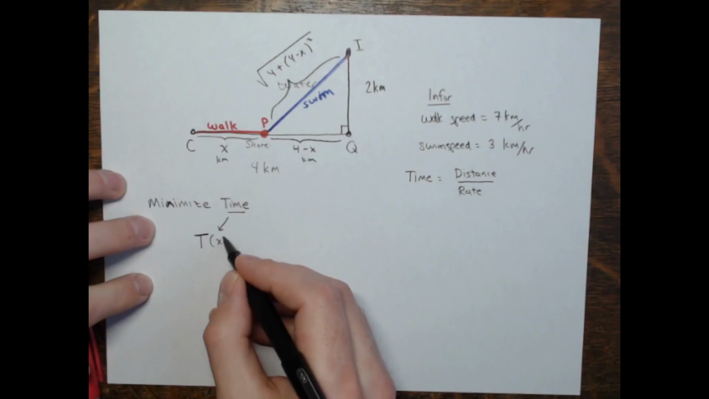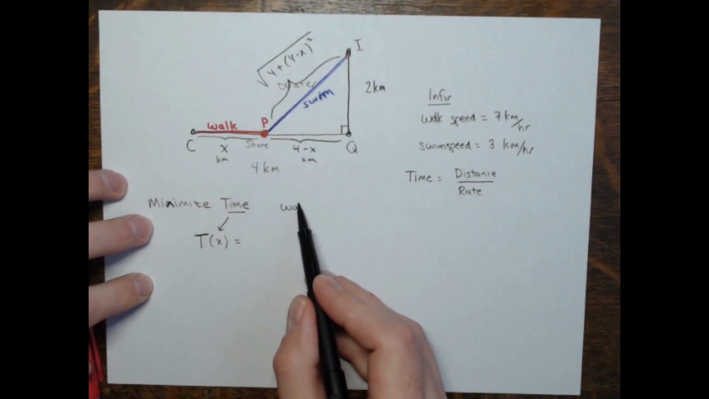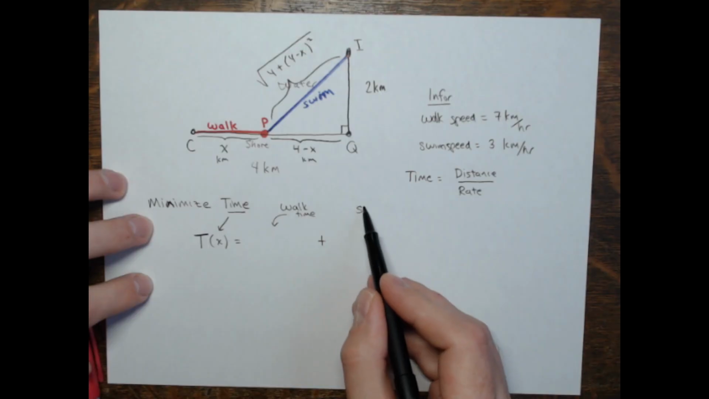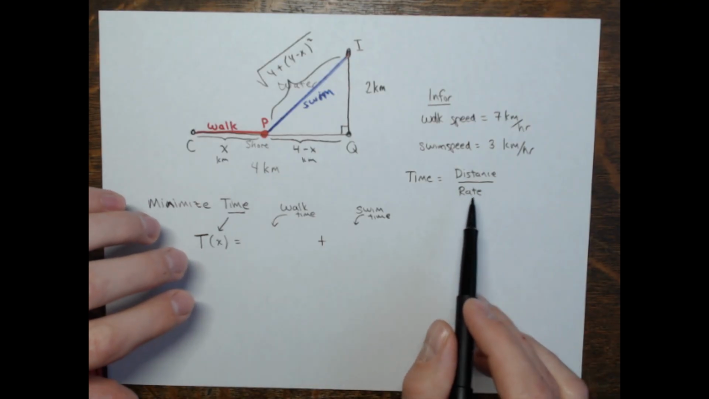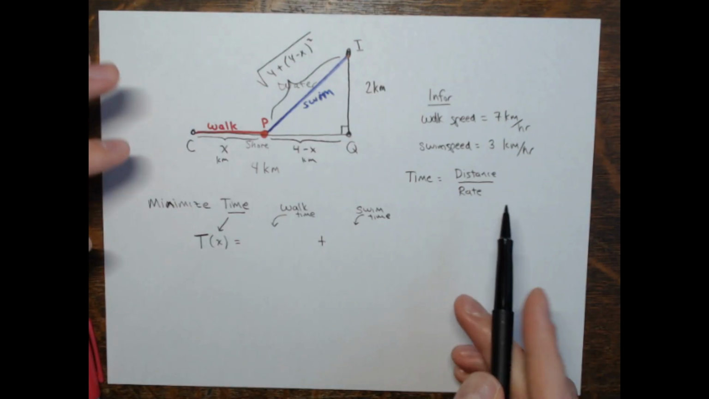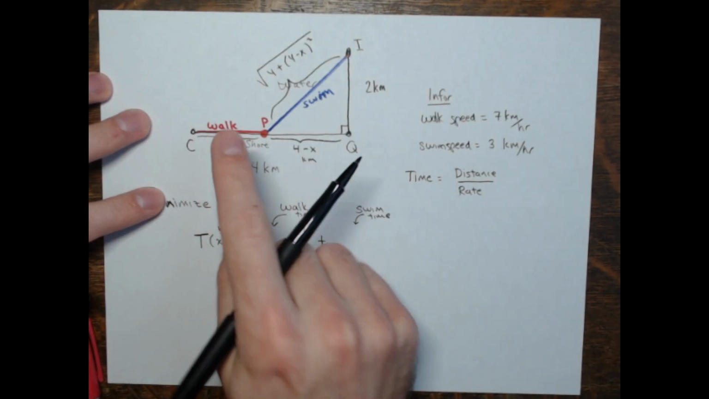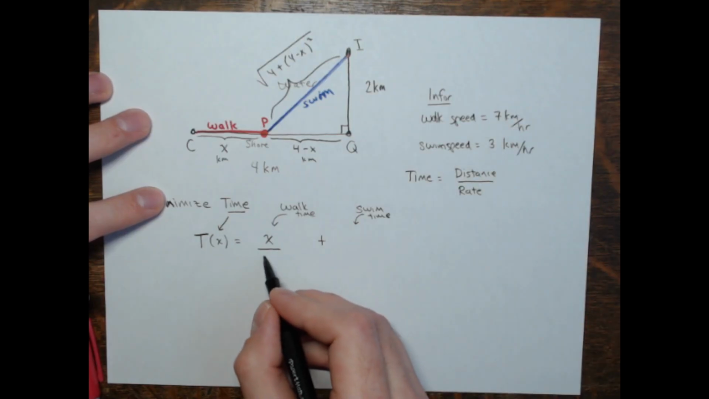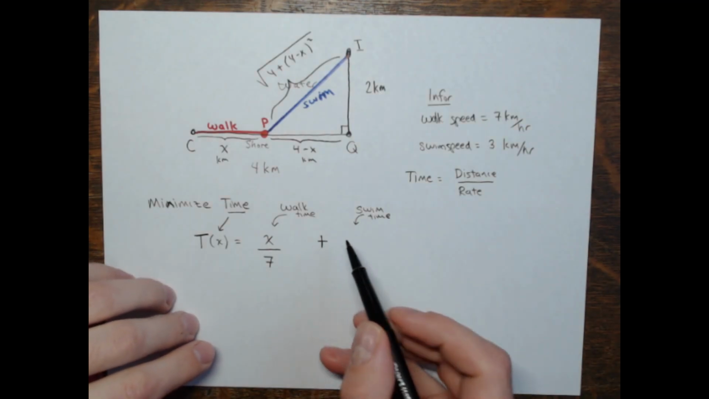All right, so this will be time in terms of x, T of x. So remember, you got your walking time plus your swim time. And again, time is calculated as the distance you travel divided by your average speed. So the time it takes to walk from C to P, that'd be x kilometers divided by the walking speed, which is 7 kilometers per hour. So 1/7 x, or x divided by 7. Simple.